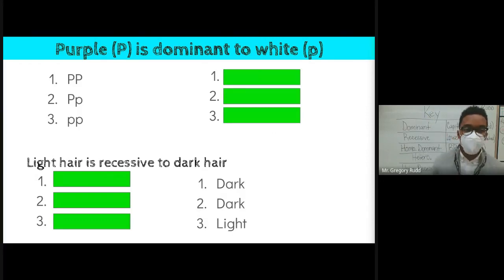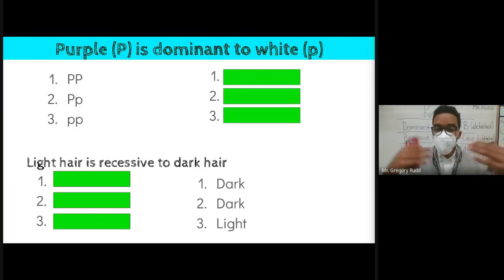Purple is my dominant allele, or my dominant trait, I should say. That's why it says purple is dominant to. We could also go reverse and say white is blank to what? If purple is dominant, then white is recessive, right? So purple is dominant to white. White is recessive to purple.